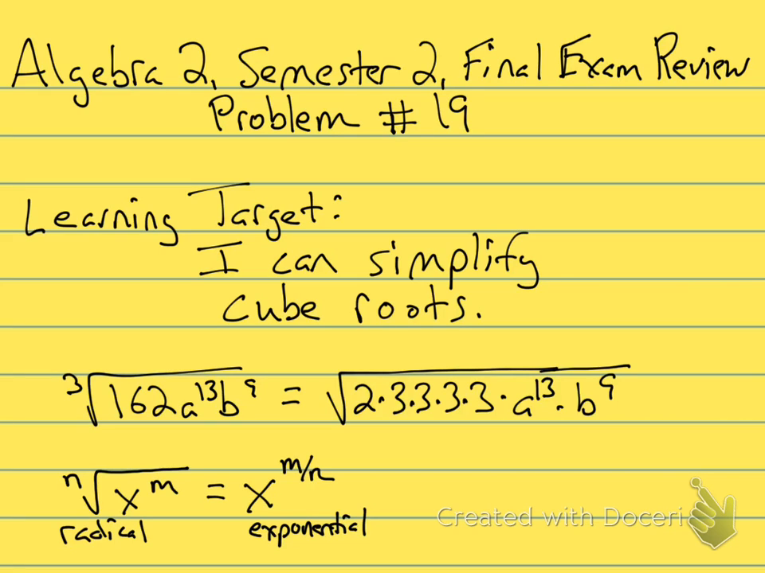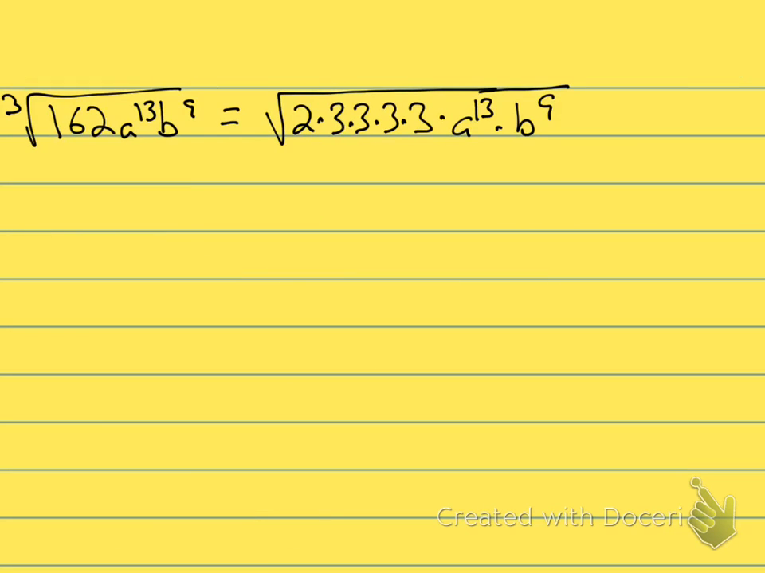Now, because this is a cube root, we're going to look for the occurrence of numbers or variables that happen in groups of 3. Just looking at the 3, you can see that there are four 3s. Three of those 3s are going to pop out, so we're going to have a 3 pop out. The 2 and the 3 that are left over are going to stay inside. So we're going to have a 2 times a 3 inside.